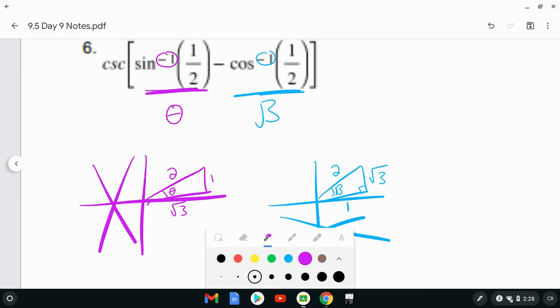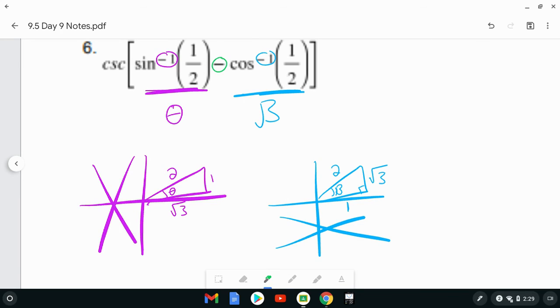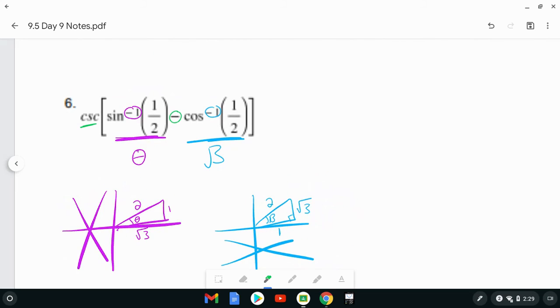But where are we going from there? Because in this case, we are subtracting these 2 angles. So we can't really do much here yet because we have to find the cosecant of theta minus beta. So let's go ahead and rewrite this so it's a little bit cleaner. Cosecant of theta minus beta.